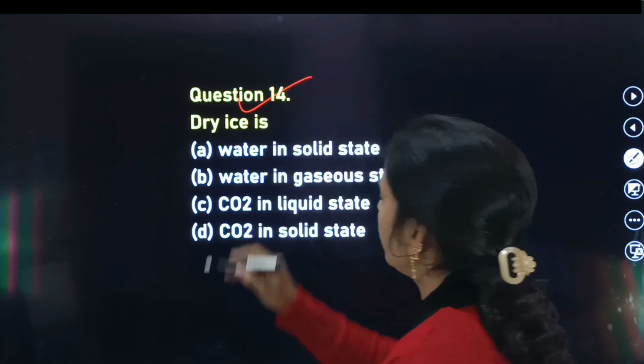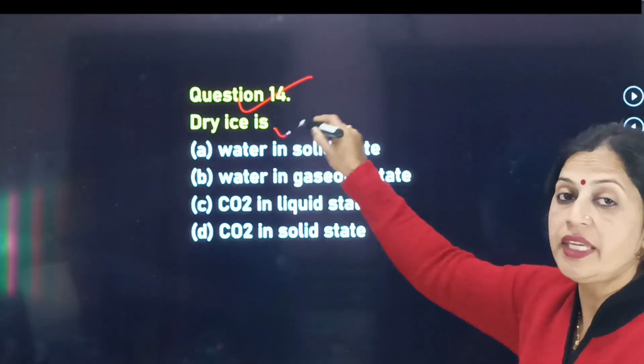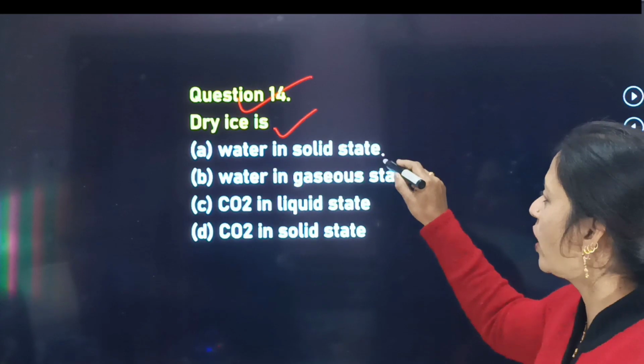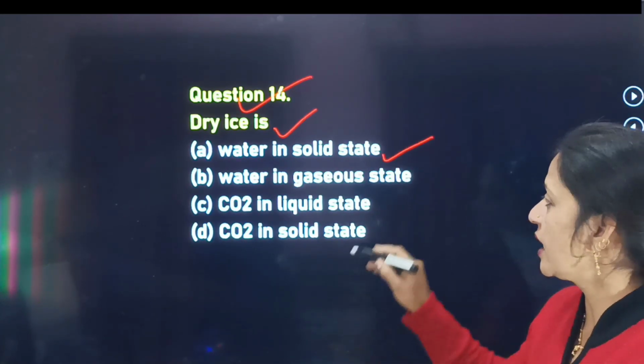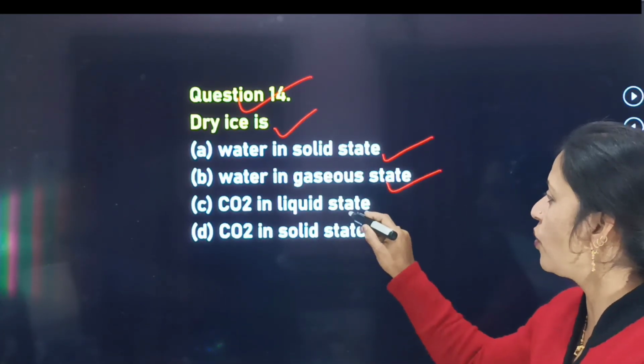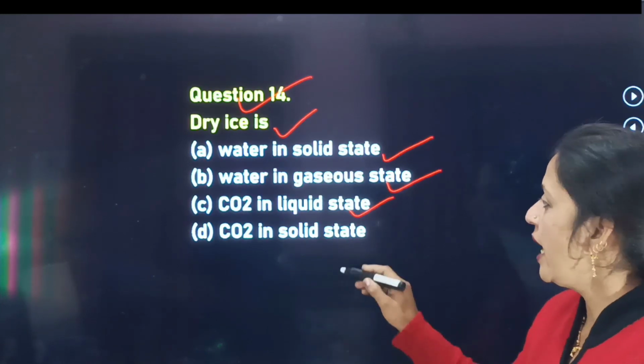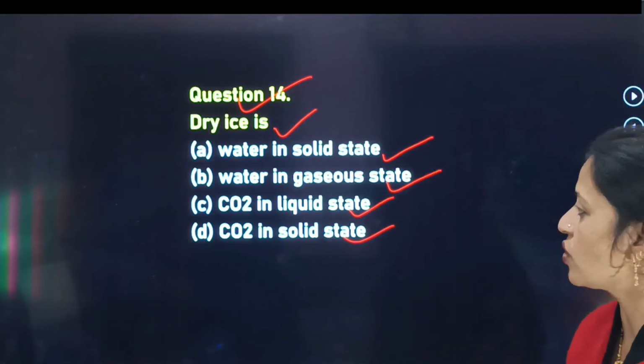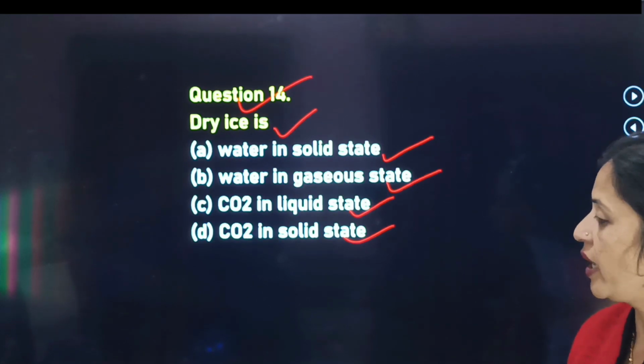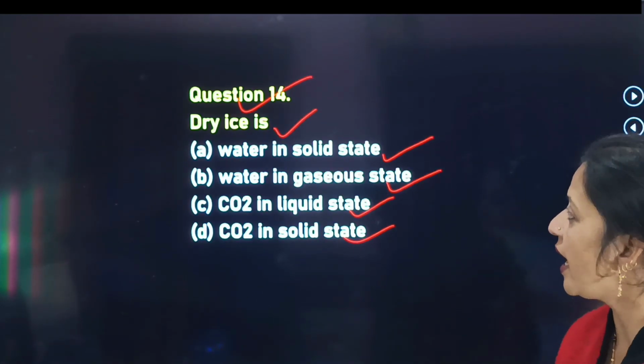Next is your question number 14, and your question number 14 is dry ice. The options are: water in the solid state, water in gaseous state, CO2 in liquid state, and the last one is CO2 in solid state. So dry ice is, out of these, what is dry ice?